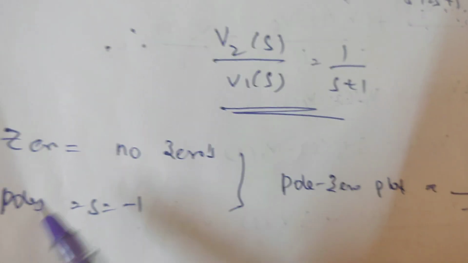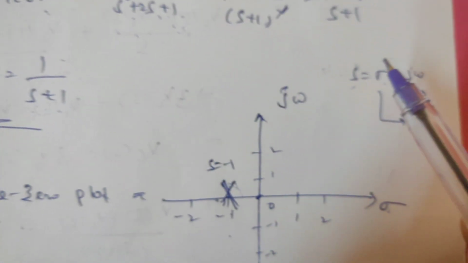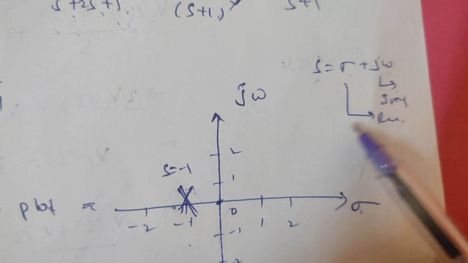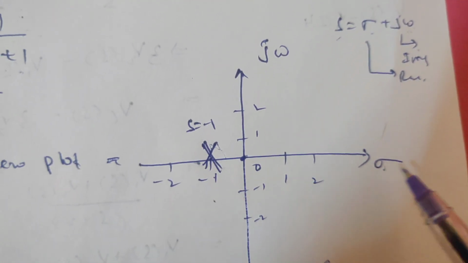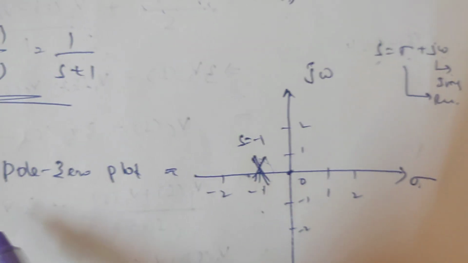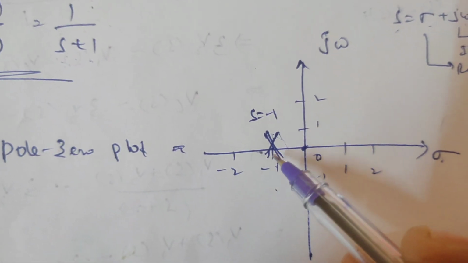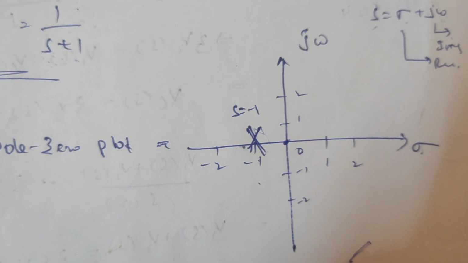Here I am plotting these poles and zeros in the S plane. This S plane is S equal to sigma plus j omega. J omega is the imaginary part, and sigma is the real part. This is the real axis and this is the imaginary axis. So here we get S equal to minus 1. Plot this. So this is the pole zero plot of the given network.